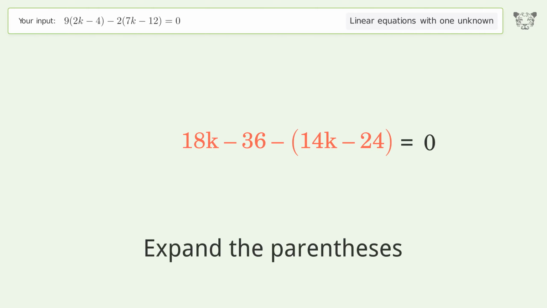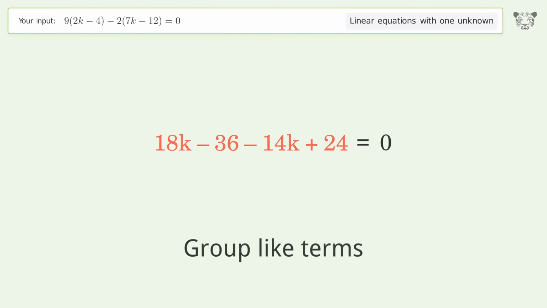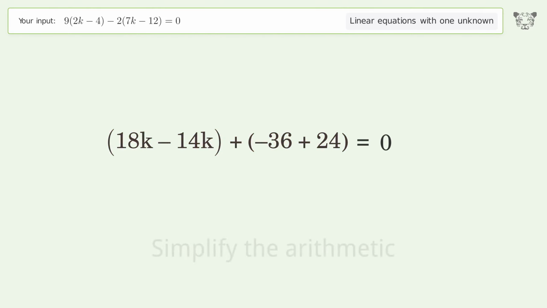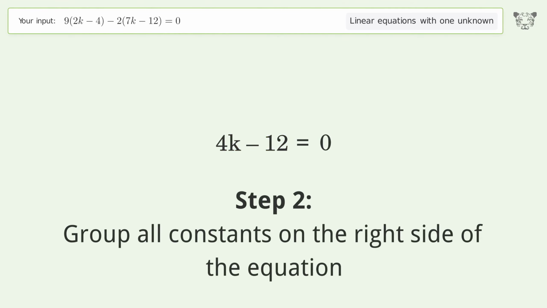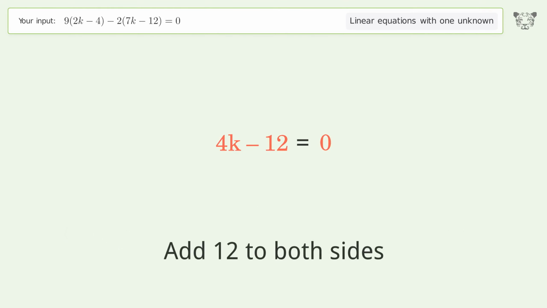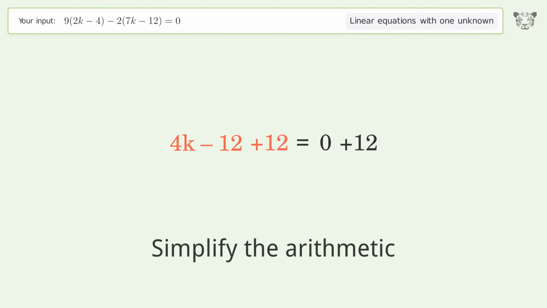Expand the parentheses. Group like terms. Simplify the arithmetic. Group all constants on the right side of the equation. Add 12 to both sides. Simplify the arithmetic.